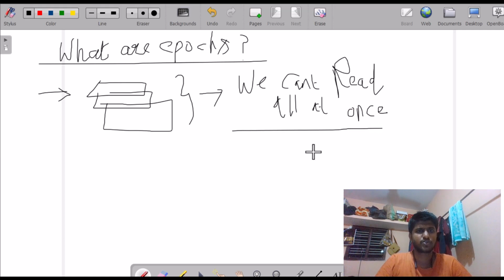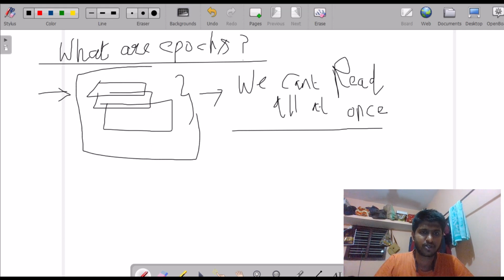So what are epochs? I am just giving you an analogy, folks. There are large piles of paper. In that case, you cannot read all of that at once.